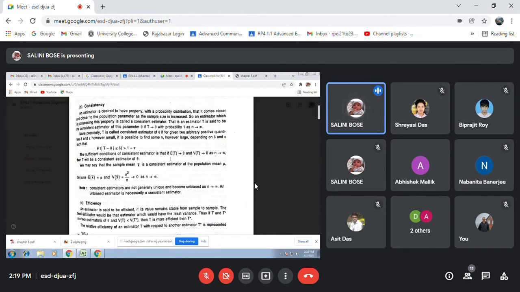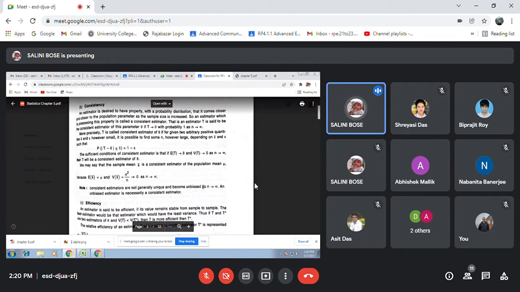Clear? So to be consistent, this condition is very important to remember. That is, E of T tends to theta and variance of T tends to 0 when n tends to infinity. So please remember this part.